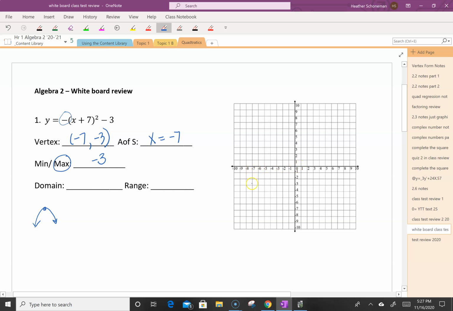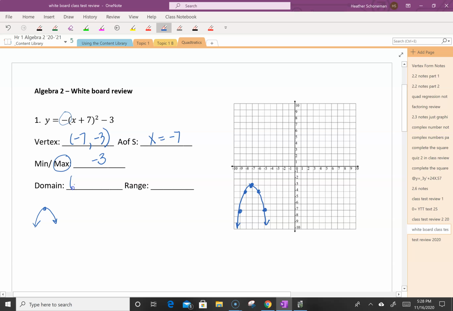So we're going to graph this. We're going to go to -7, -3, and make our point. Now with these problems, we used our pattern, and the pattern is over 1, up 1, over 2, up 2. But notice, because it's got the negative, it's got to go down. It's a reflection. So instead of going over 1, up 1, we're going to go over 1, down 1, and over 2, down 4. And now my parabola opens down.